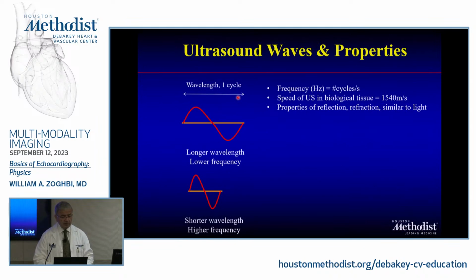Now these are basic principles here. This is a wave. This is the wavelength of the wave, and this is one cycle. The longer the wavelength, the lower the frequency. Why? Because frequency is the number of cycles of this wave, how many times, per second. The speed of ultrasound in biological tissue is known to be about 1,540 meters per second, quite fast.